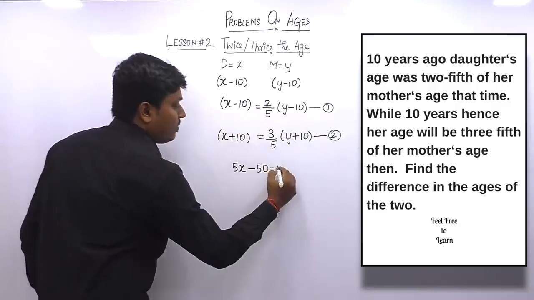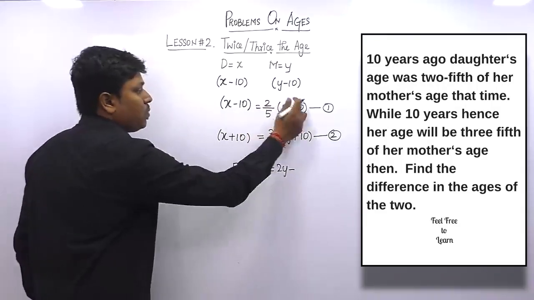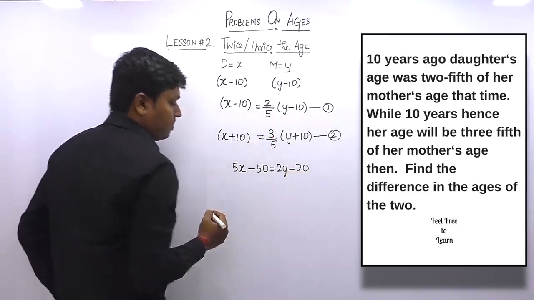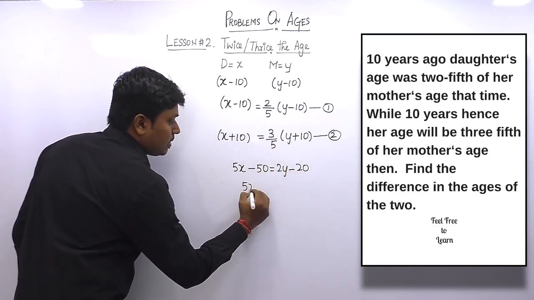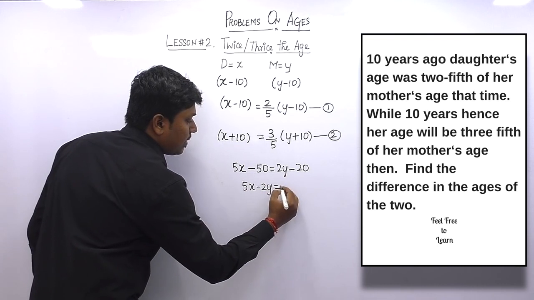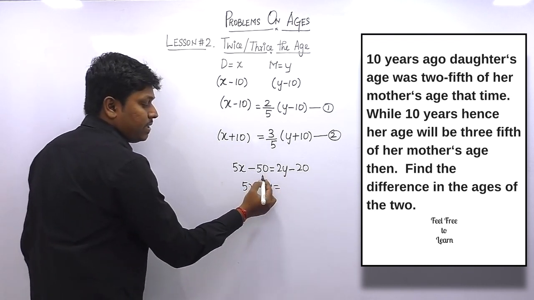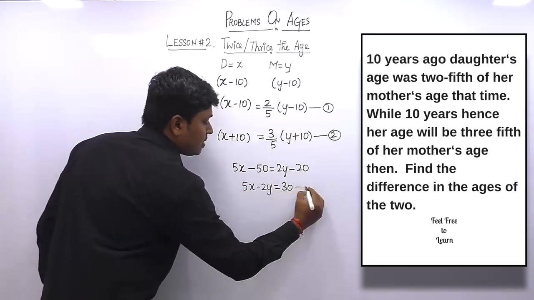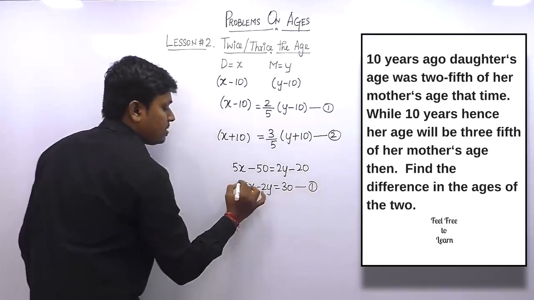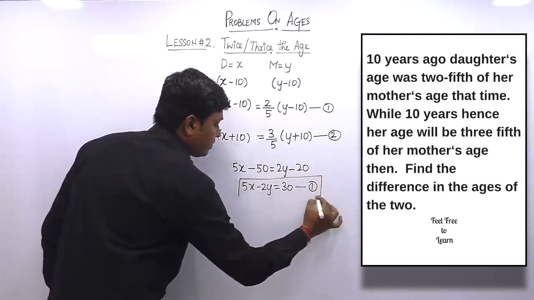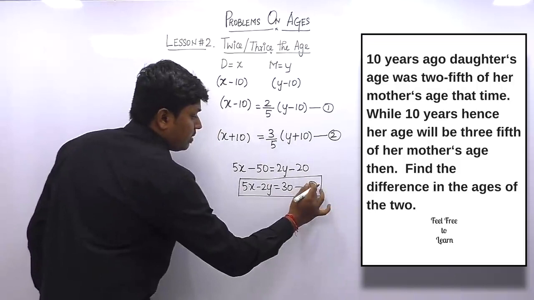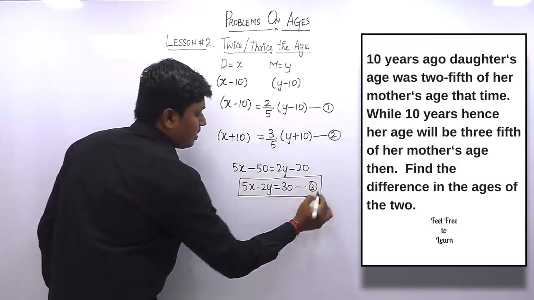So 2 into y will be 2y. Minus of 2 into 10 will be minus 20. So 5x minus 2y is equal to minus 20 plus 50, which will be 30. So this will be equation number 1, but we have already assumed this, so we can call this equation number 3.